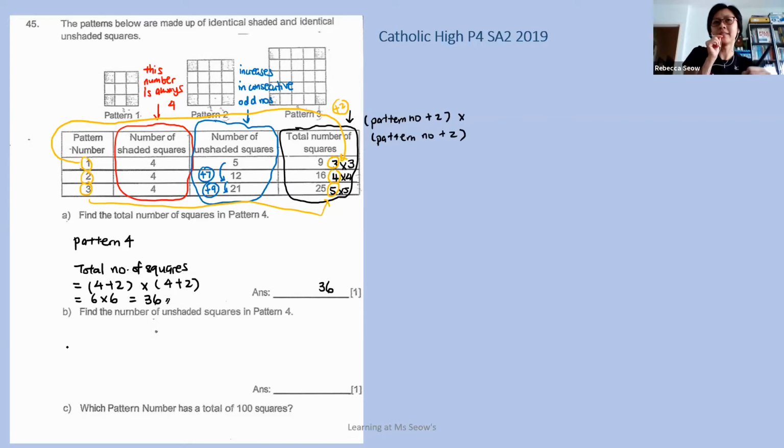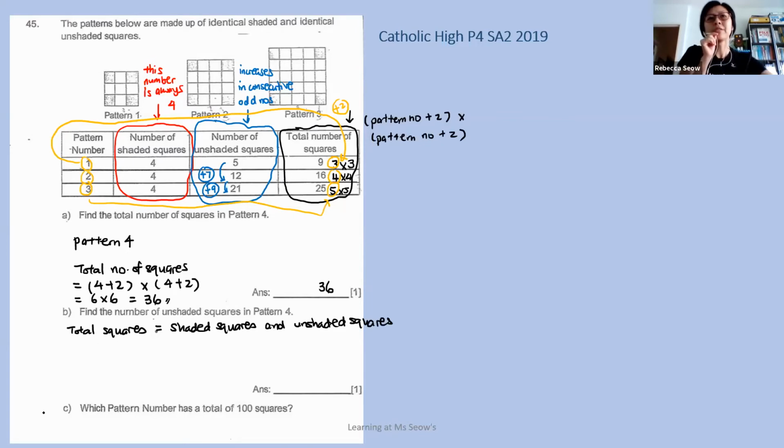Take note that the total number of squares is actually made up of the shaded squares and unshaded squares. We want to find the number of unshaded squares. Now, there are 2 ways to go around it. One way is to look at the column and derive the number of unshaded squares. Another way is to seek out the total number of squares and the number of shaded squares.